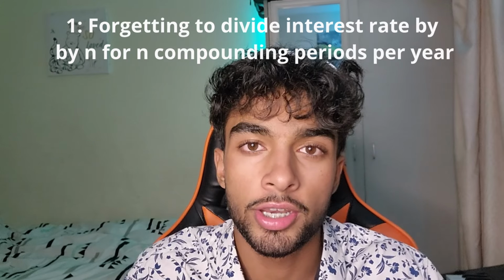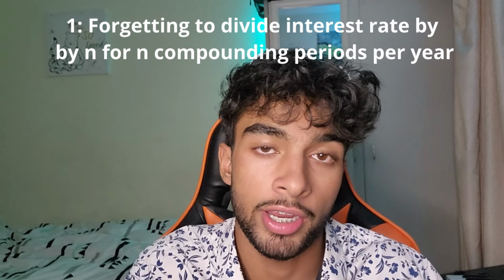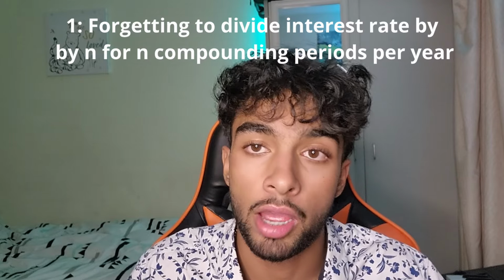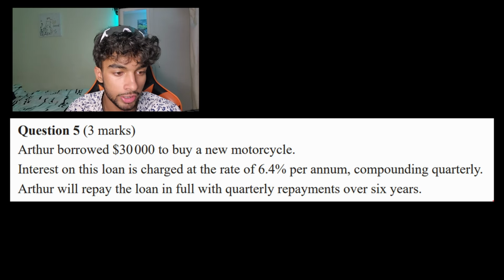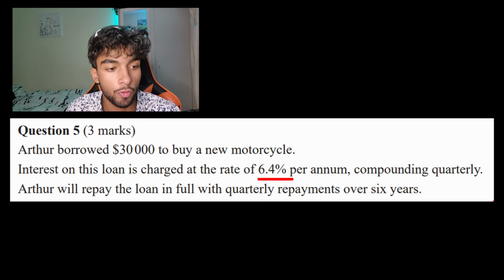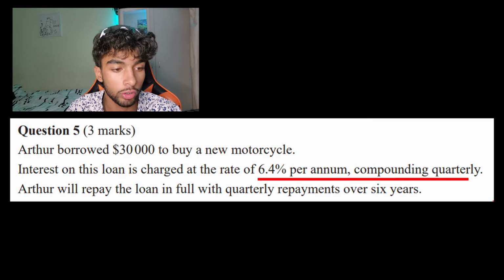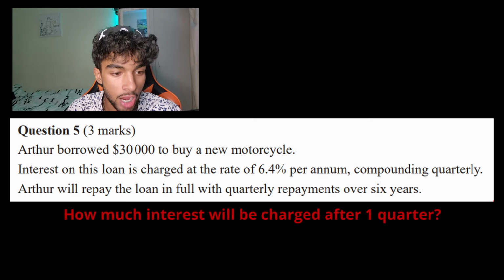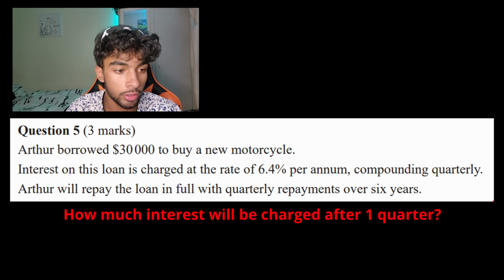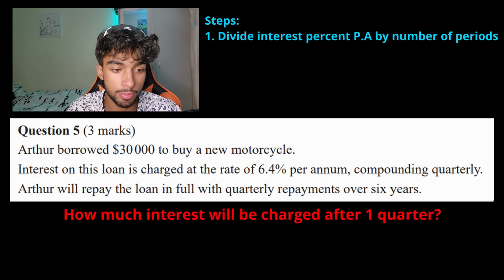So mistake number one is forgetting to divide the interest rate by n when it compounds n times per annum. For example, here in the question, it tells us the interest rate is 6.4% per annum compounding quarterly. If we're answering a question that says how much interest will be charged after one quarter, we first have to divide by the number of periods per annum.